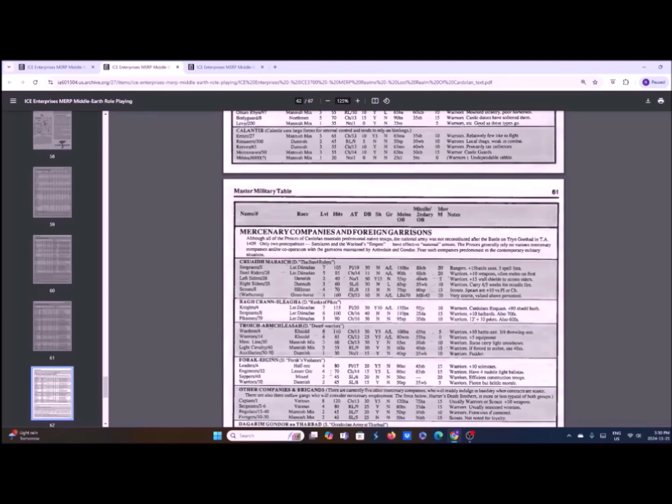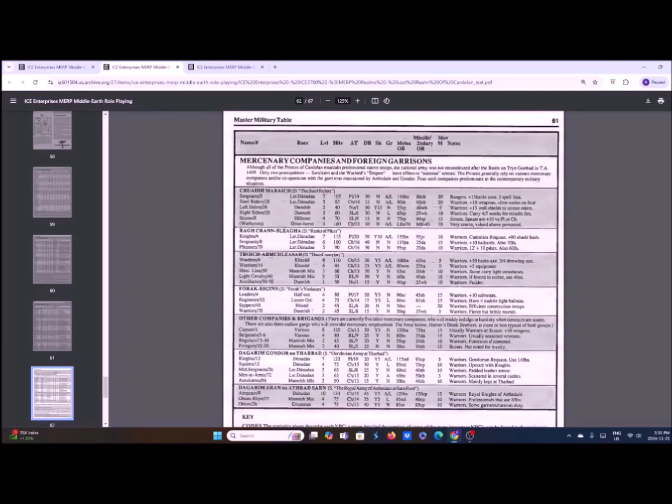Though Arthedain working with an Orc engineering unit is not something you would see, because it is possible for Arenal of Garithland to retreat all the way to his main keep of Barad Grithland and try and withstand a siege. But then there's these other companies in Brianz. There are currently 5 mercenary companies who will readily indulge in banditry when contracts are scarce. There are also 3 outlaw groups who will consider mercenary employment. The Heron's Death Brothers is more or less typical of both groups.